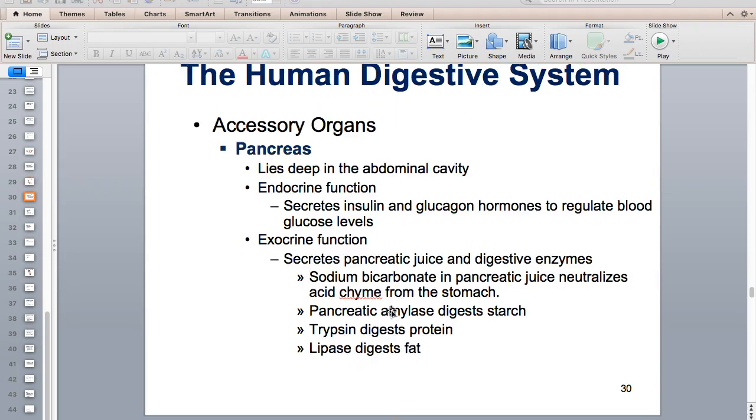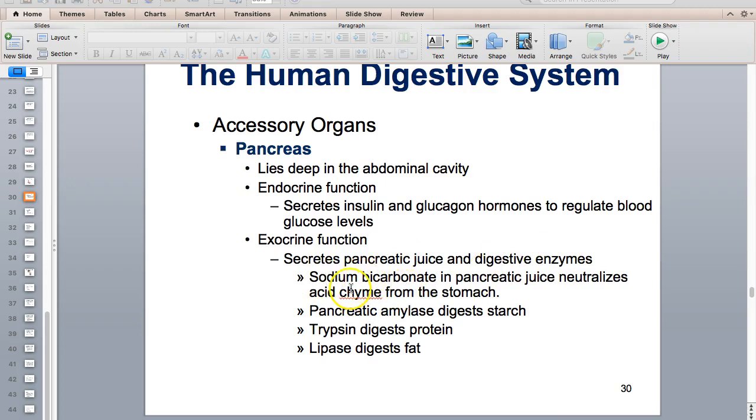Okay, so just to reiterate on these accessory organs. We've hit on a few of them as we move through. Remember we talked about the pancreas. I didn't specifically talk about what enzymes it releases. Remember that it has endocrine function, which is secreting insulin and glucagon, hormones. We're not concerned about that right now because we're now talking about digestion. But the pancreas also has an exocrine function, so pancreatic juice and digestive enzymes, like I talked about before.